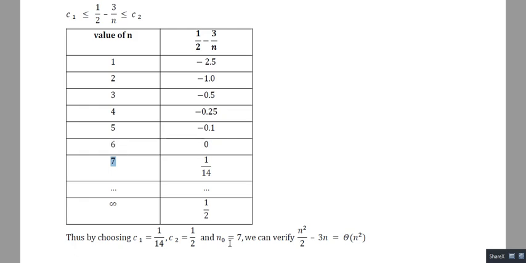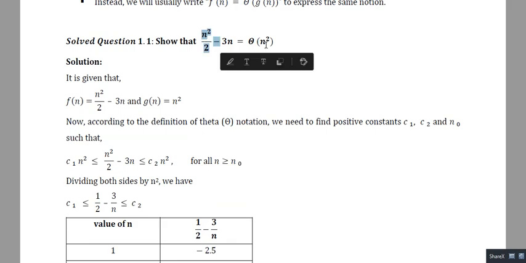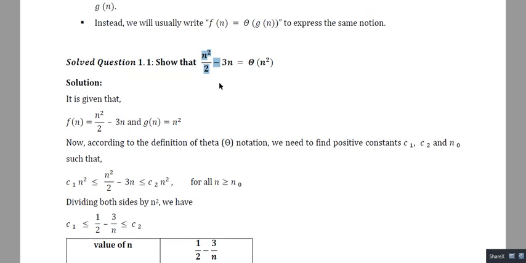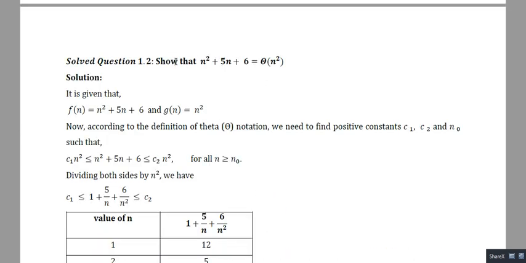Okay, so we can say that this particular thing is theta of n square for C1 equal to 1 by 14 and C2 equal to 1 by 2 and n0 equal to 7, right? So just remember one thing, once again I am telling you, Fn is said to be theta of Gn if the value of Fn is sandwiched between C1 Gn and C2 into Gn, right? So similarly you can also go through this example.